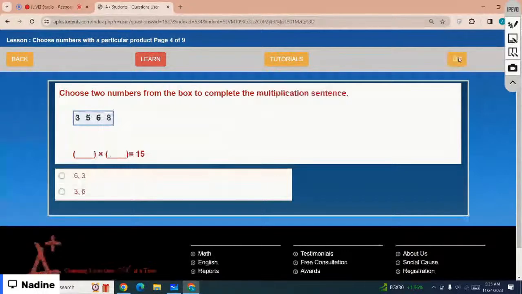Choose two numbers from the box to complete the multiplication sentence. Two numbers equal 15. Which two numbers have a product of 15? The correct option is 3 times 5 equals 15. So this is the correct option, right? 3 times 5 equals 15. So option 2 is the correct option.